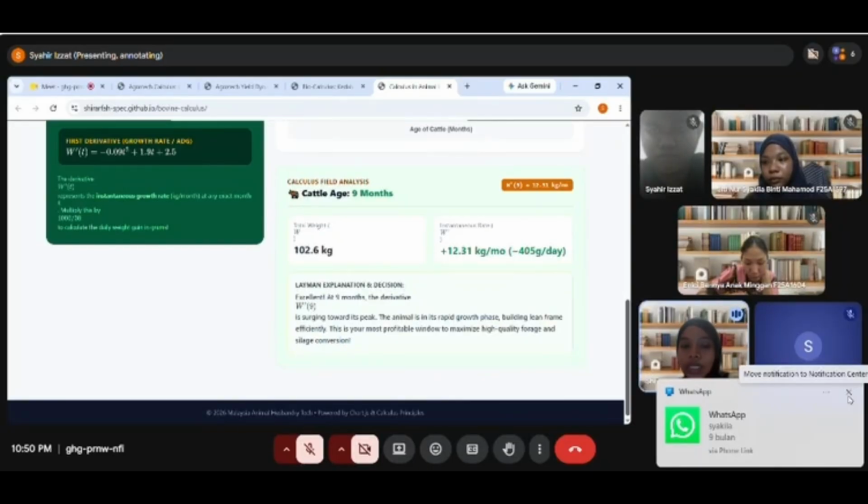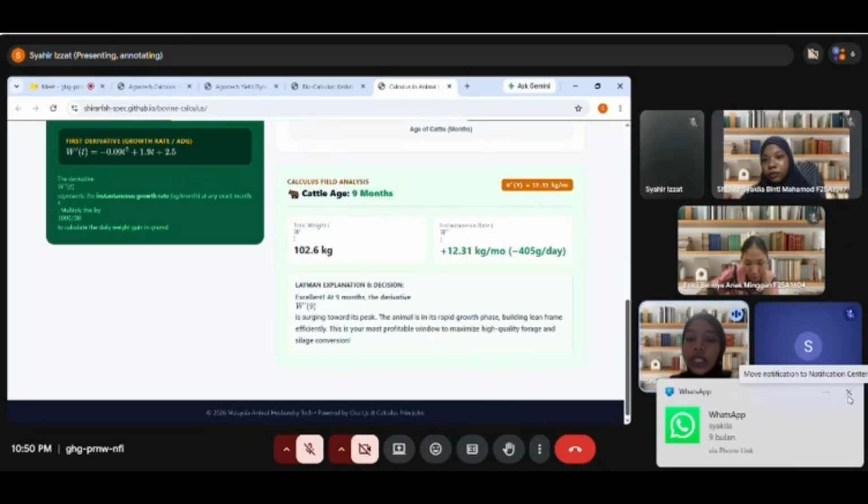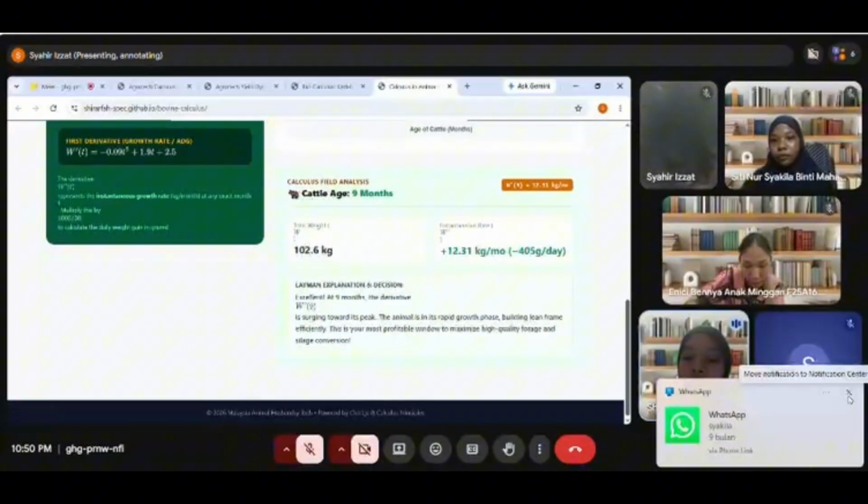To make our current HTML application even better, I recommend a prediction slider. This will allow a user to input different feed quality variables and see the growth curve shift in real time. This turns a static chart into a powerful decision making tool.